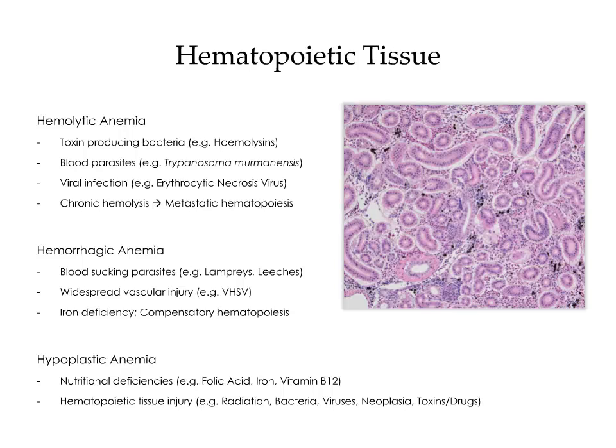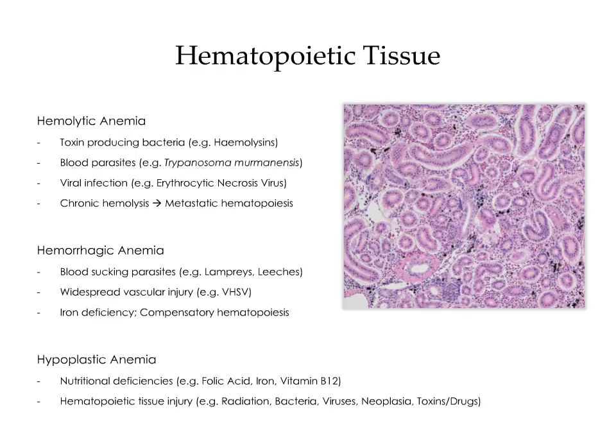Hemolytic anemia is anemia that results from the increased destruction and turnover of erythrocytes. This can be via intravascular hemolysis or extravascular hemolysis. Causes may include toxin-producing bacteria, specifically bacteria that produce hemolysins, blood parasites, like Trypanosoma myrmanensis, and certain viral infections, like erythrocytic necrosis virus. Chronic hemolysis can result in metastatic hematopoiesis, where the kidney is no longer able to keep up with the demand, so hematopoiesis is outsourced to other tissues and organs, like the liver and spleen.